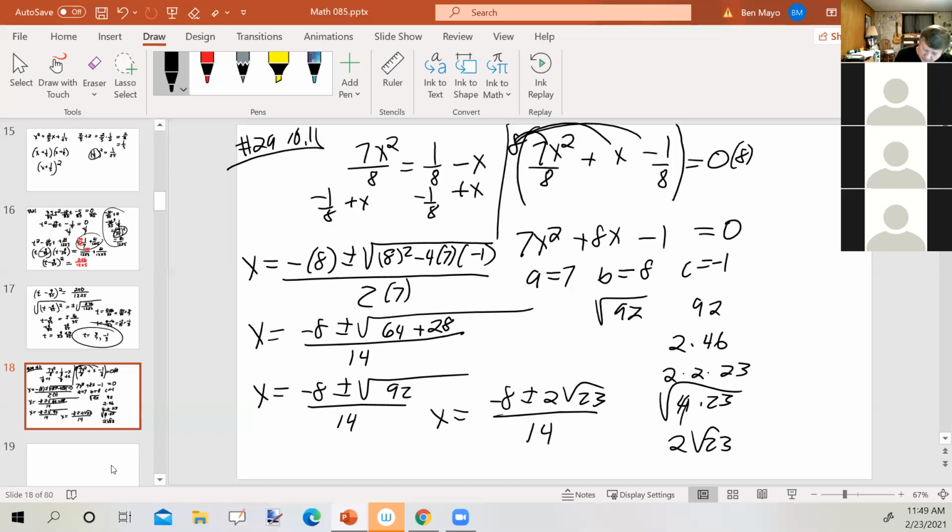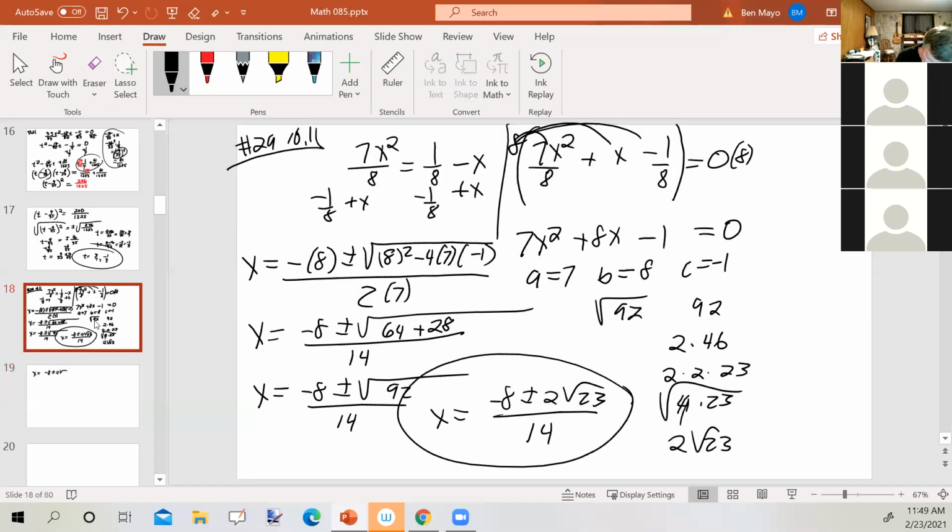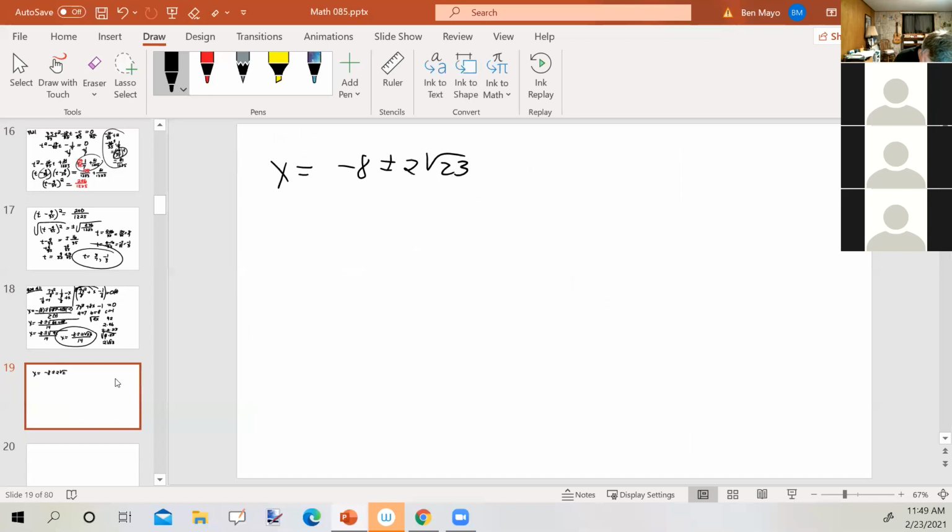Okay, I'm going to take that expression and go to the next page. x equals -8 plus or minus 2 square roots of 23 all over 14. Now, if we get this situation and this term and this term all share a common factor, do you see that they're all even? So they all share a common factor of 2. We can reduce this thing down.